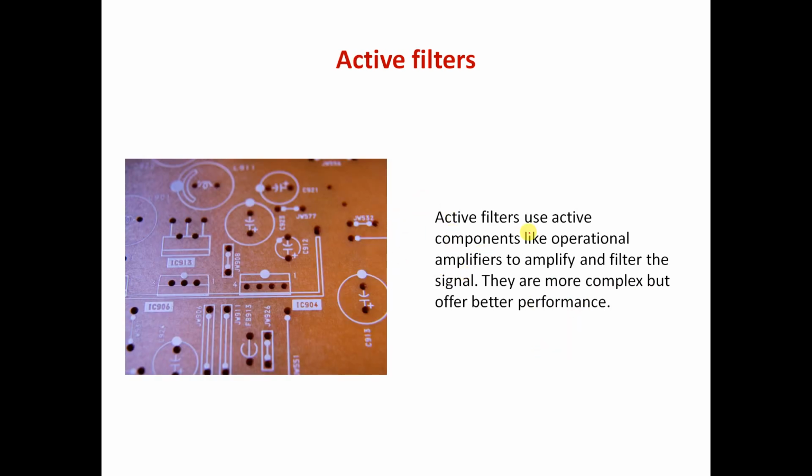Next is the active filter. Active filters use active components like the op amp. You have been studying this in your engineering, right? The operational amplifier can amplify and filter the signal. Amplification or attenuation, that is, amplify or filter the signal. They are more complex but offer better performance. Compared to the passive filter, active filters are a bit complex in architecture and design, though not in usage, because they give better performance. That is the active filter.